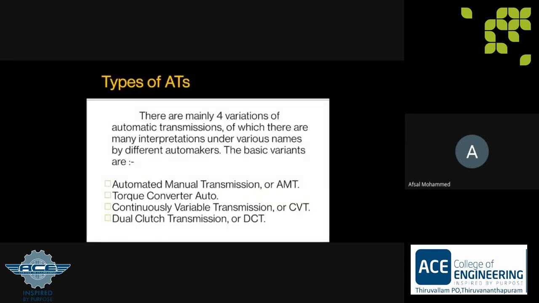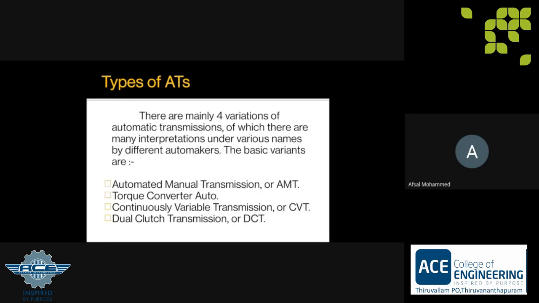Okay, now we're going into the most important and most interesting part of the presentation, which are the types of automatics. There are some commonly used types of automatics, and they are divided into four types. These main four types have been given many different names by different manufacturers. But basically, these are the four types of automatics that are being sold to the public. They are the automated manual transmission, or AMT, as we come to know it, the torque converter automatic, the continuously variable transmission, or the CVT as it is called, and the dual clutch transmission, or the DCT. These are the basic classification, but they have been given different names by other companies, as I've already said.